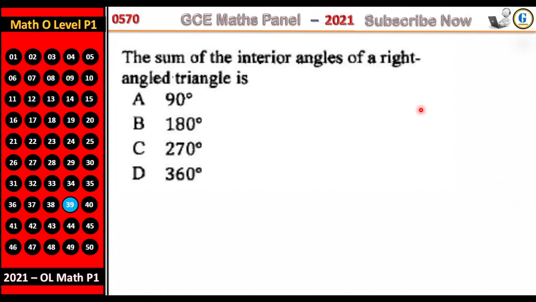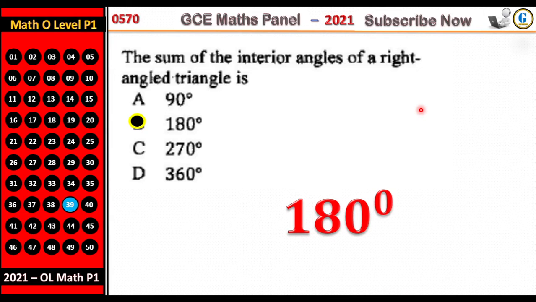39. The sum of the interior angles of a right angle triangle is... for any right angle triangle, the sum of the interior angles is 180 degrees. It's always equal to 180 degrees.